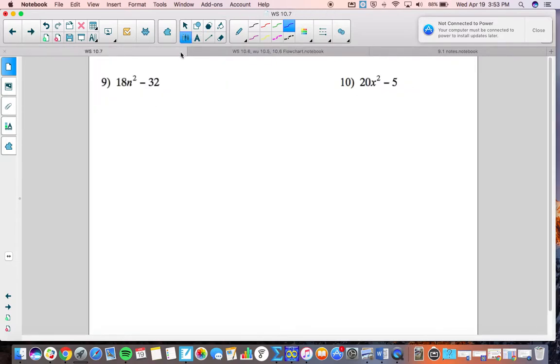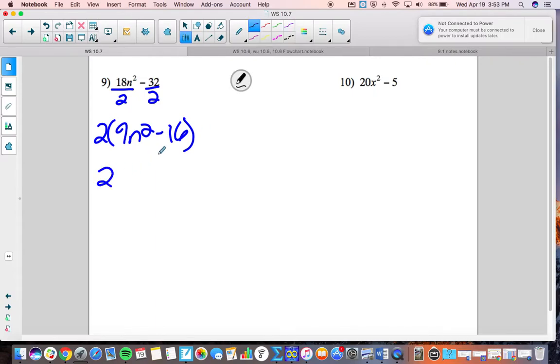First, let's look for a GCF. And by the way, right now I can't take the square root of 18, so I can't use that method that I just reviewed with you. But I can factor a 2 out of each of these. So when I factor a 2 out, I get 9n squared minus 16. Hey, I can square root both of these terms now.